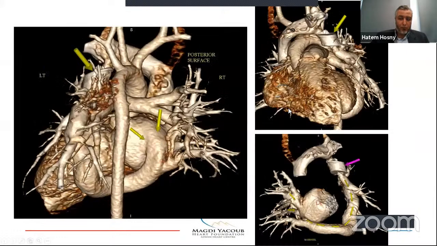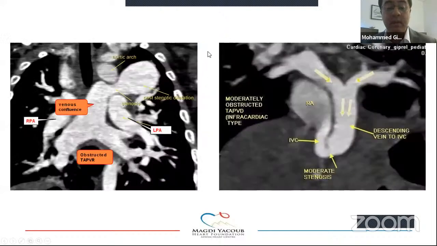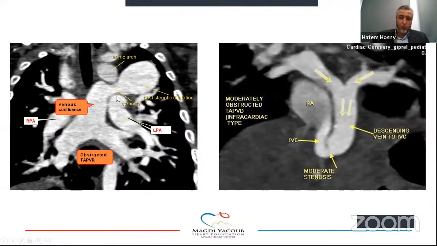Let's see. Lesson learned from this case: the role of CT in total anomalous pulmonary venous drainage is to confirm the diagnosis and describe the anatomy, exclude obstruction, and define the level or levels of obstruction. And in this unusual case, it describes the site and course of the pulmonary venous drainage and the left-sided vertical vein, as we mentioned, into the lung parenchyma. And this image also shows the obstruction, one of the values of the CT: obstruction of the vertical vein.